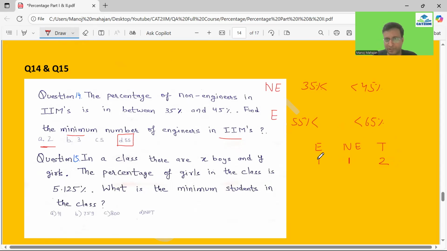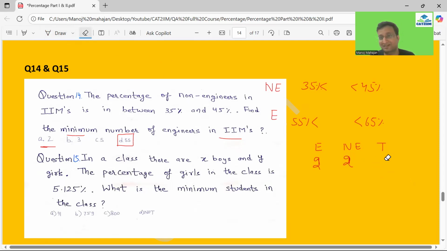So let me push it by 1. As it's minimum, we are increasing just by 1 out here. So this becomes 3. So 2 upon 3, if I calculate the percentage, that would become 66.66%. So that would be above 65. So in that case, we have to reduce the percentage of engineers. So this has to get increased by 1.